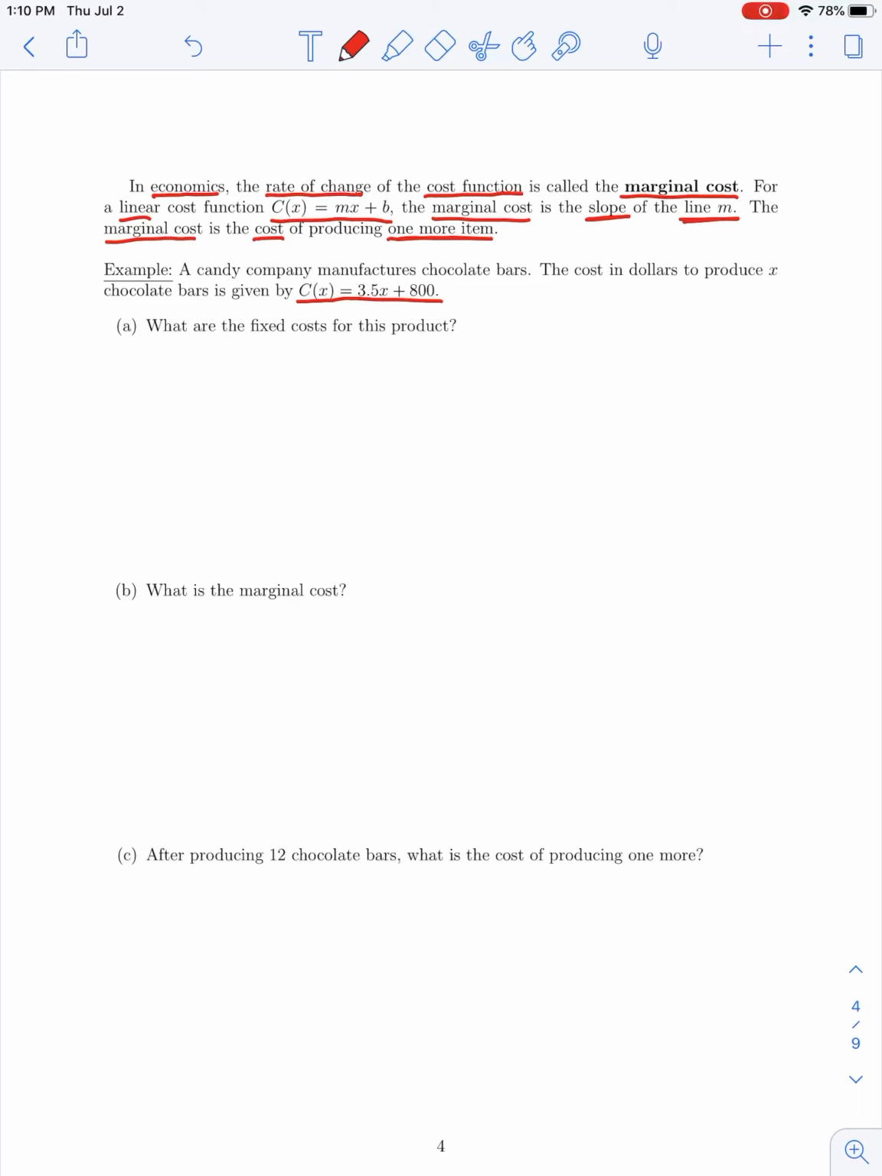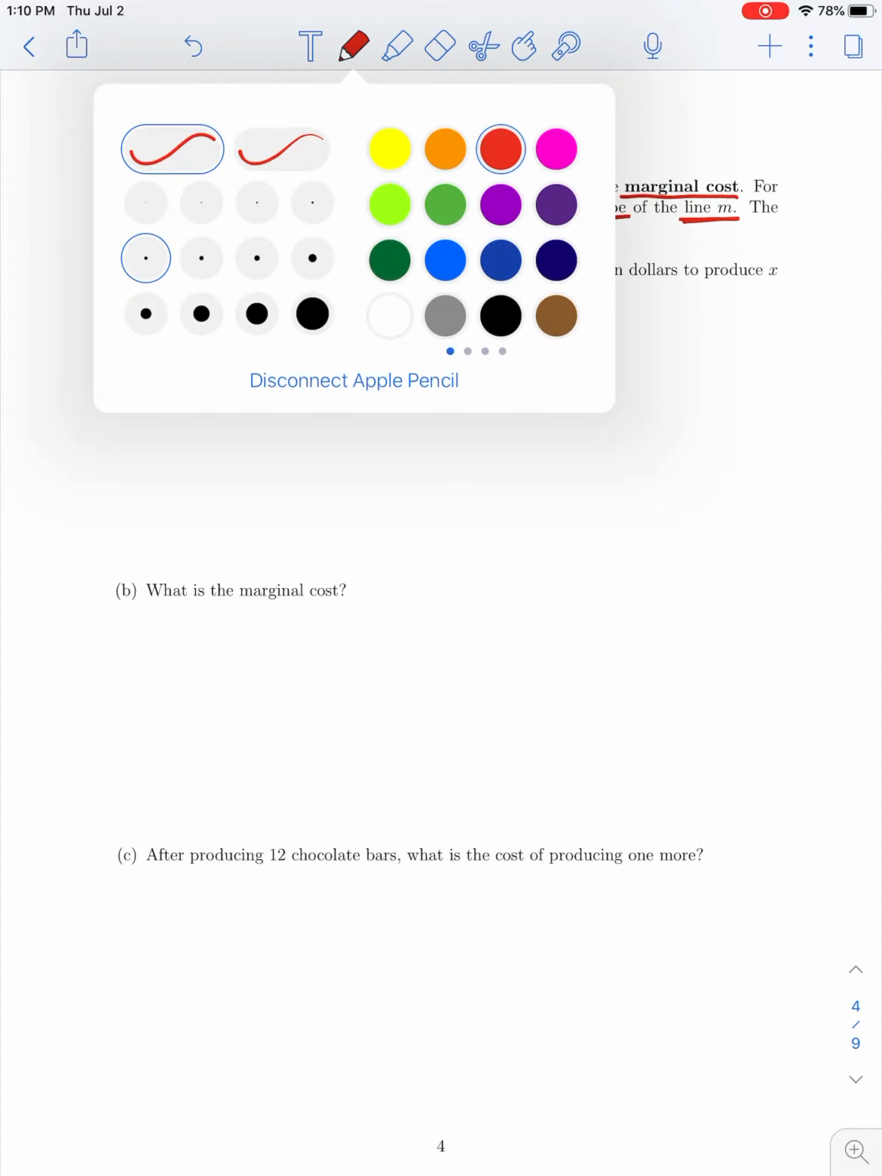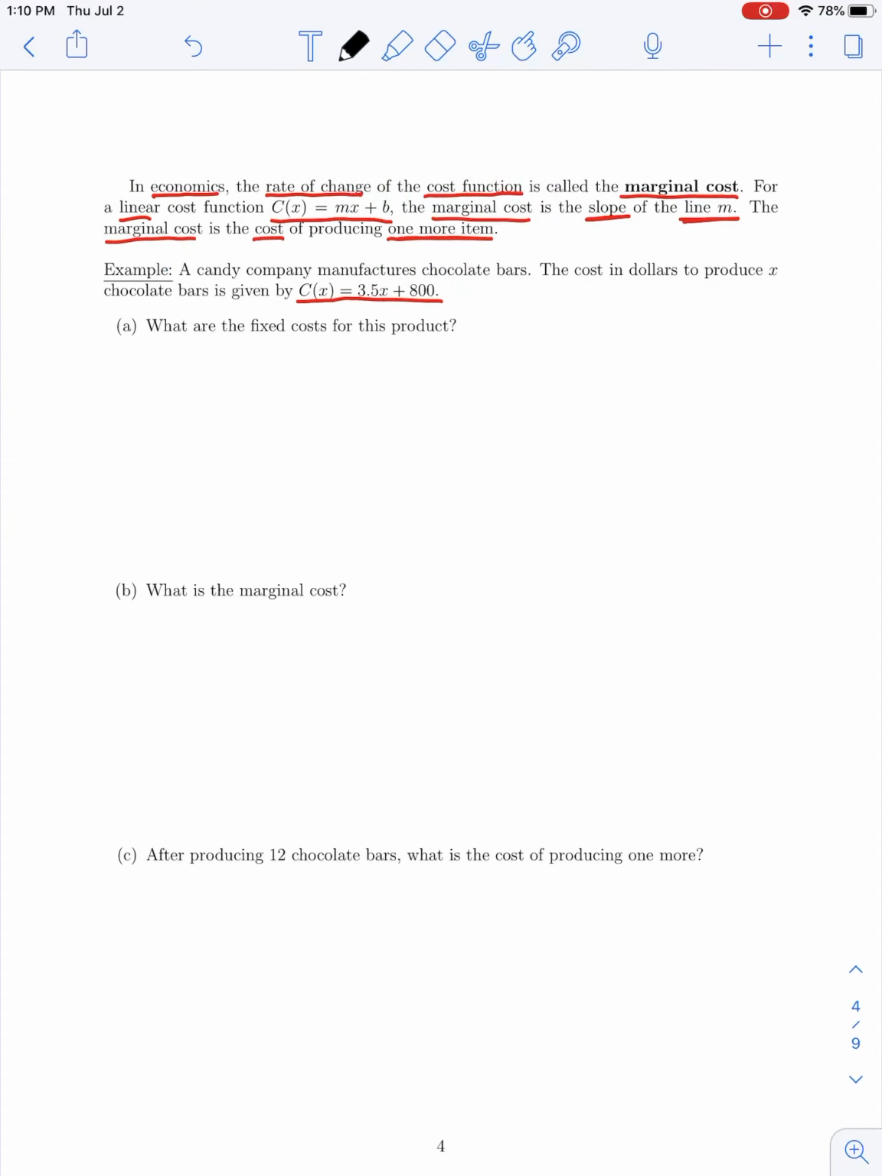So in part A, we're asked to identify the fixed costs for this product. So recall the fixed cost is the cost that you would have if you're not producing any units. So before you start producing chocolate bars at all, what would the cost be? And we can see that here, our fixed cost would be the cost of producing no chocolate bars, which is $800. So that might represent the cost of just renting out a warehouse where this chocolate is being manufactured.